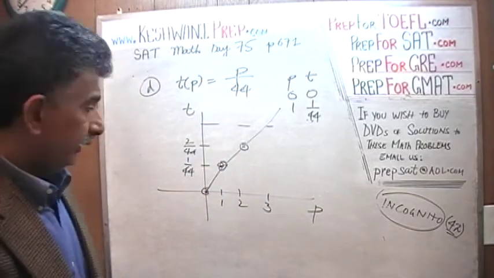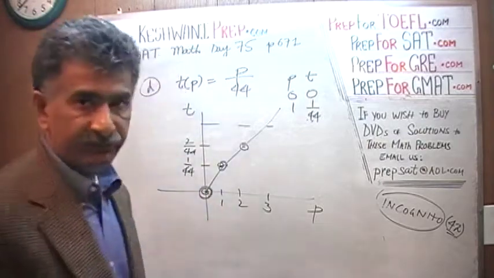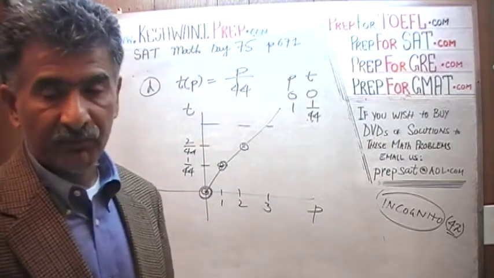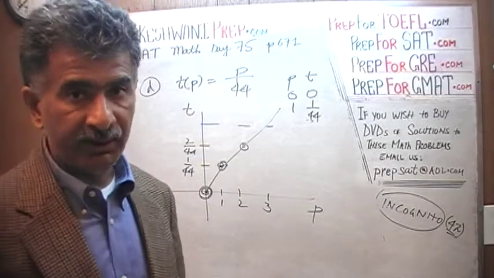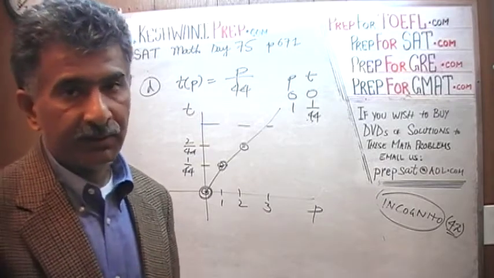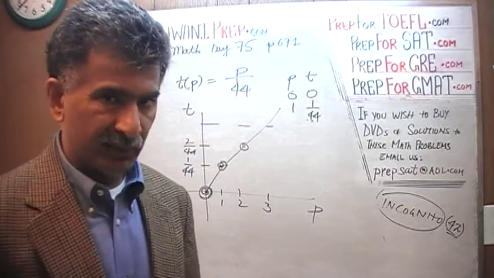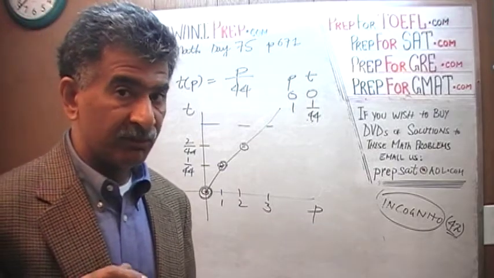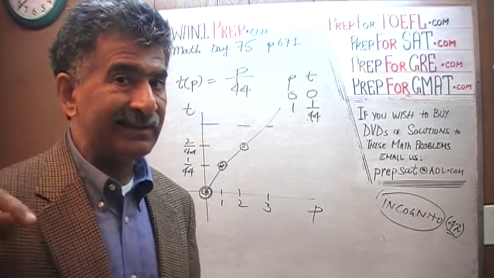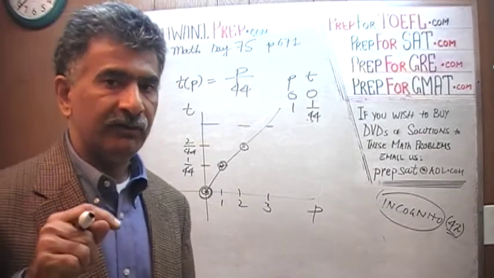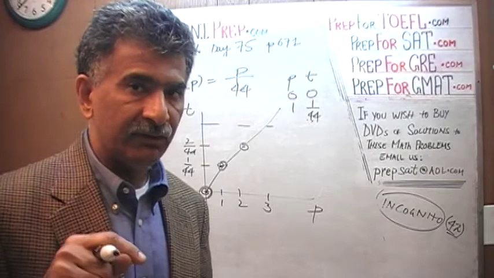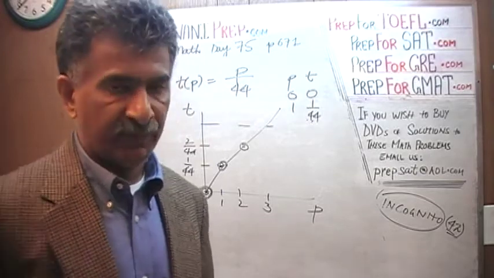Again, two things wrong with it. It starts at the origin, which is pure nonsense. Secondly, it says the exact same thing as before: the more you practice, the longer it takes. The only difference is that here it is going up by 1/44th of a second each time. In answer choice E, it was going up by 1 second every time you practice. Here, it says the amount of time you take to finish the puzzle goes up by 1/44th of a second.